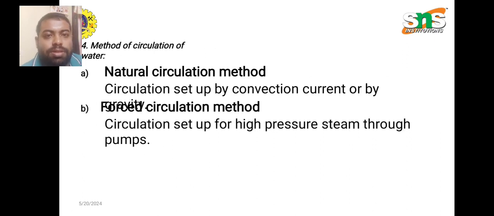Based on the method of circulation of water, there are two methods: natural circulation and forced circulation. In natural circulation, circulation is set up by convection currents or by gravity. In forced circulation, circulation is set up for high pressure steam through pumps.